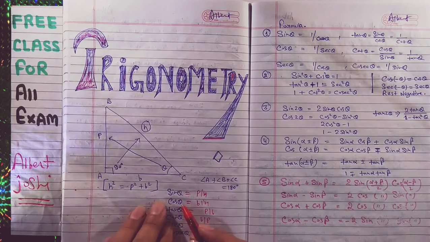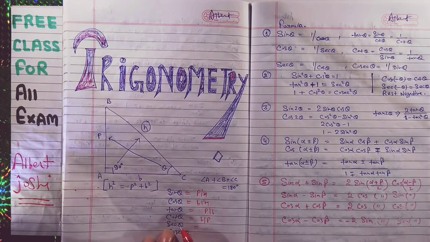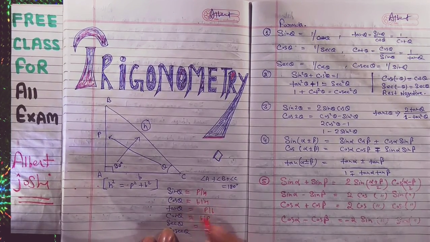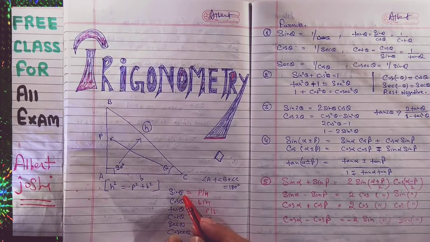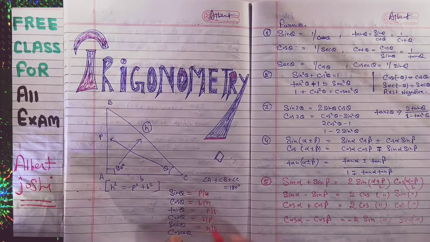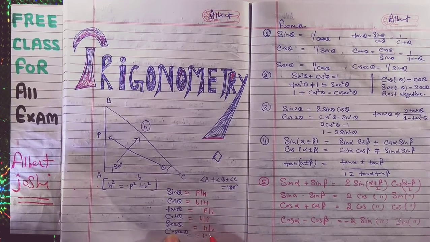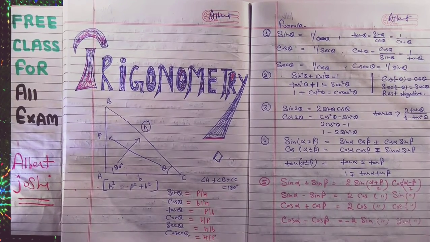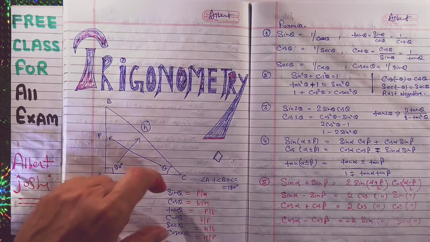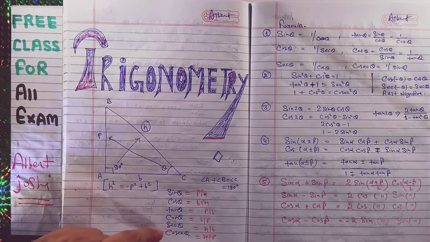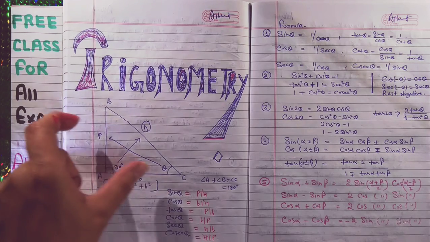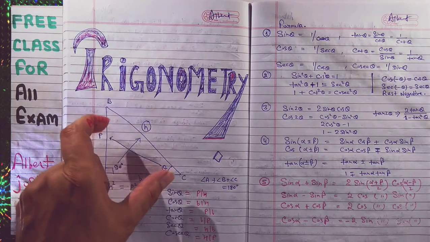Sec theta means the opposite of cos theta. Sec theta is equal to 1 upon cos theta, which is h upon b. And cosec theta is the opposite of sin theta, means 1 upon sin theta, which is h upon p. So sin theta, cos theta, tan theta, cot theta, sec theta, cosec theta all come from this right angle triangle.